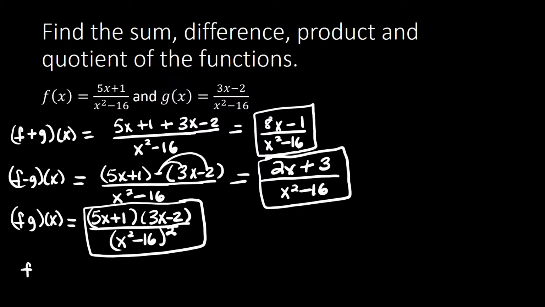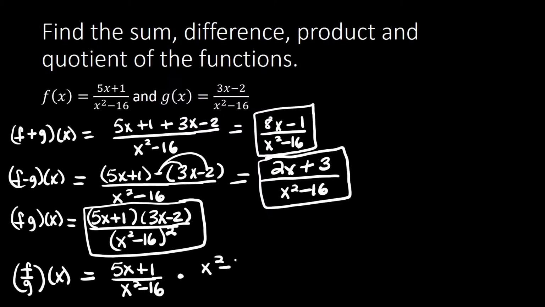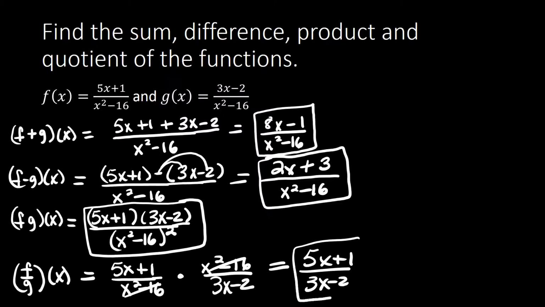So when you have f divided by g, remember that when you are dividing by a fraction, you write the first fraction as it is. You take the reciprocal of the second fraction and you change the operation to multiplication. So our x squared minus 16 will cancel, and we're left with 5x plus 1 over 3x minus 2.